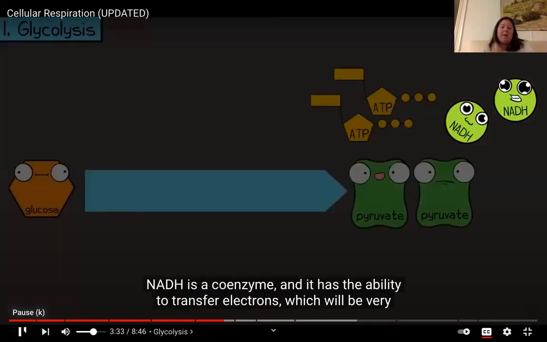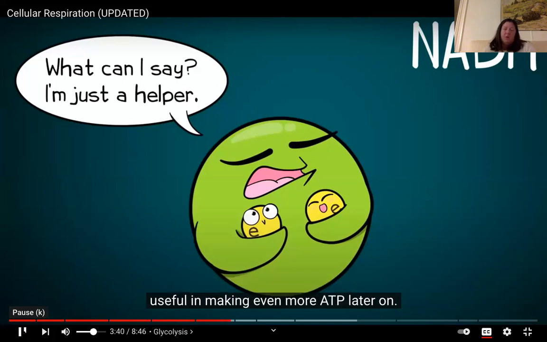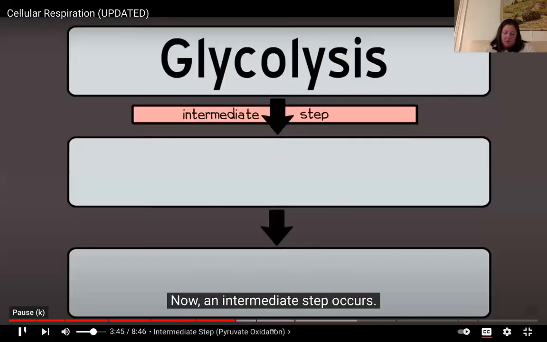What is NADH? NADH is a coenzyme that can transfer electrons. Okay. And it has the ability to transfer electrons, which will be very useful in making even more ATP later on. We'll get to that in a minute. Now, an intermediate step occurs.